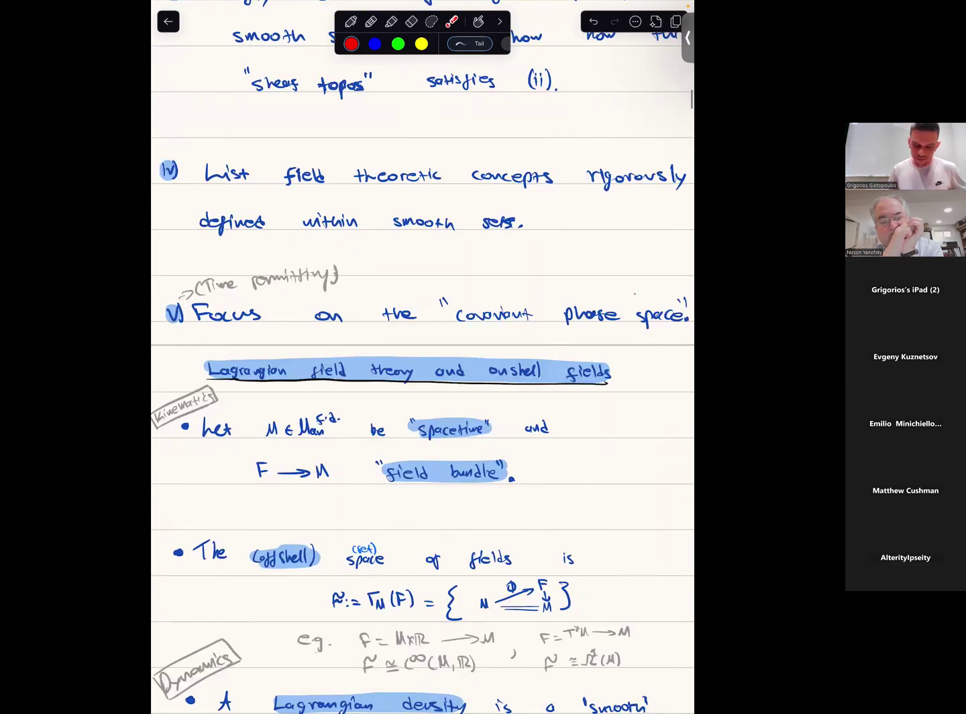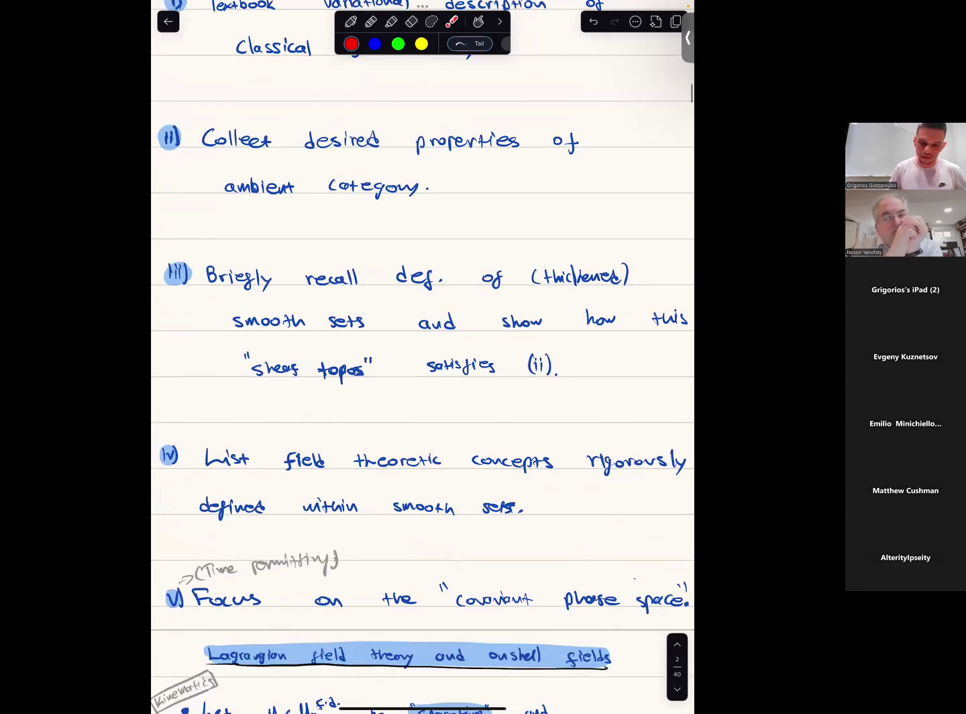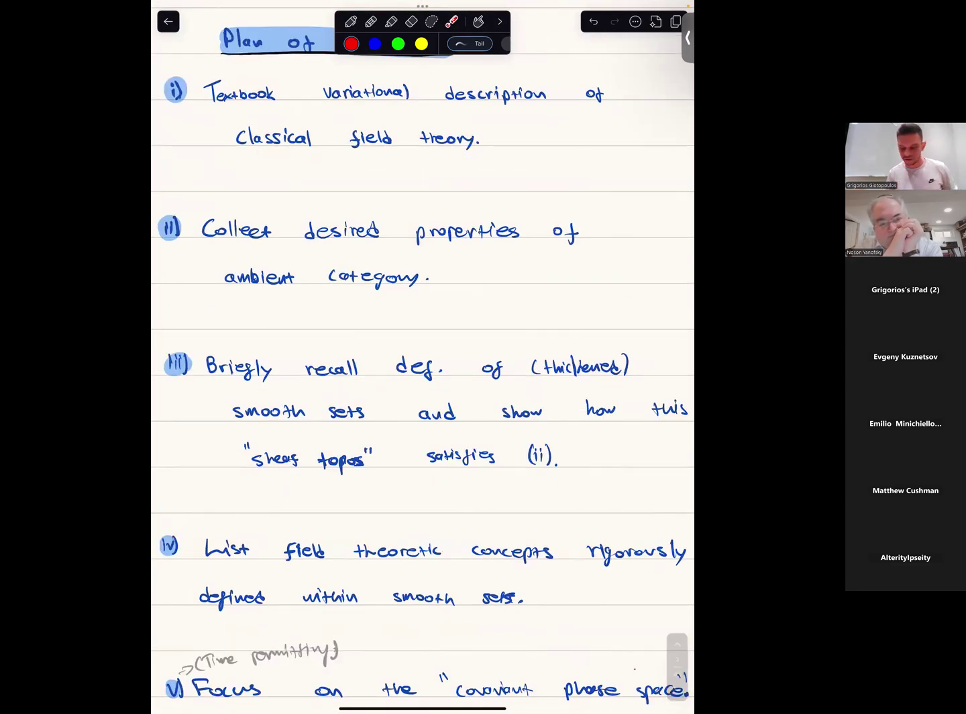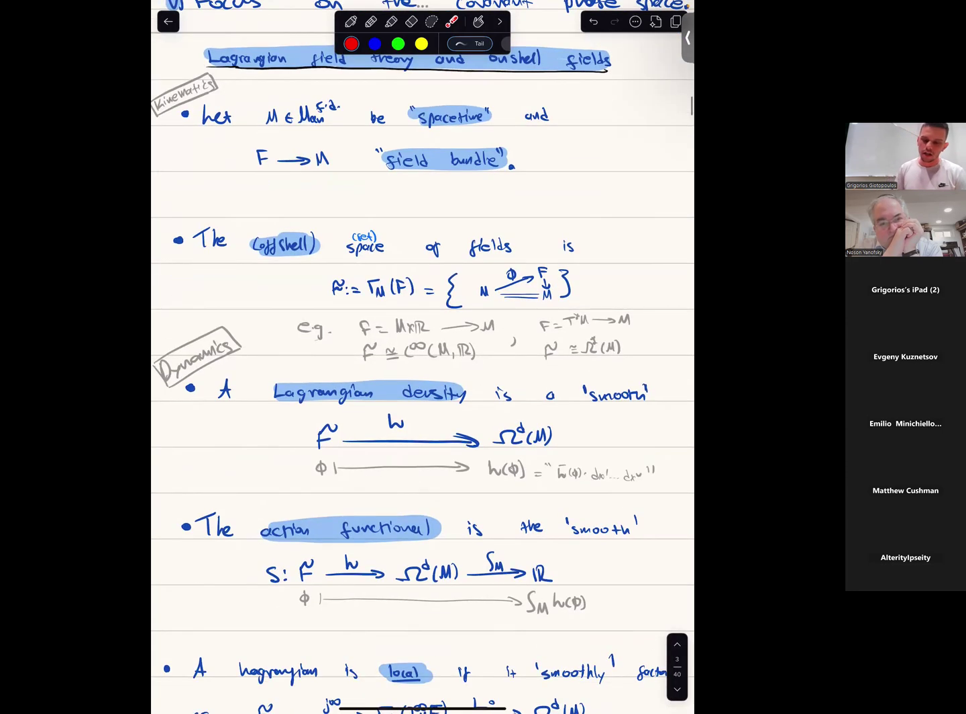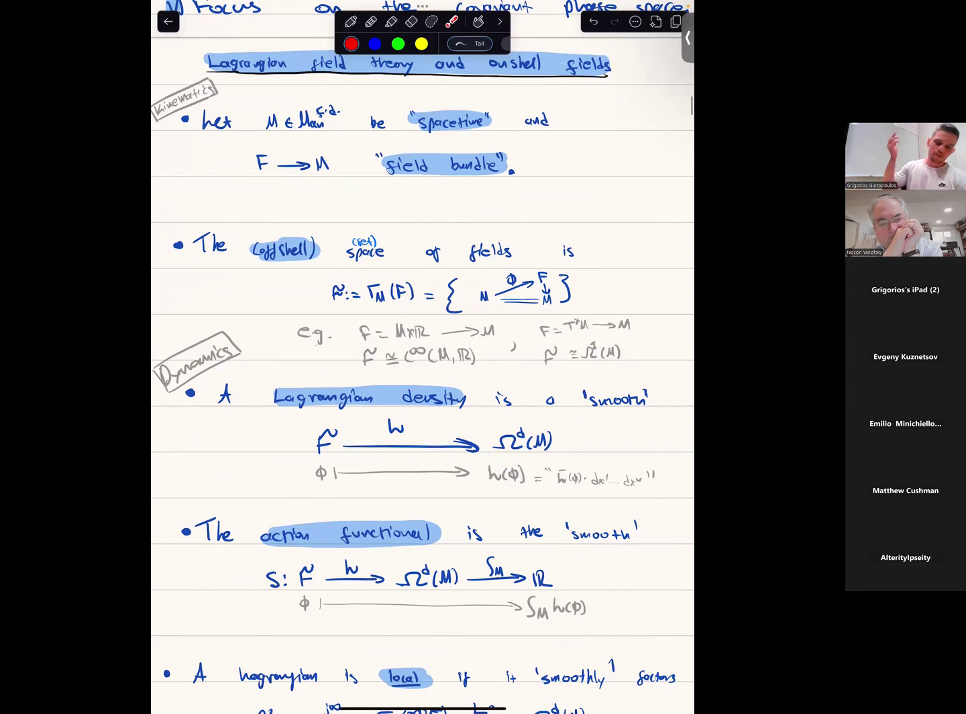Okay, so let me start with this part one, this textbook variational description of classical field theory. This is stuff people probably have seen before, at least once. So let's see. How does one define a classical field theory? What does one study at first glance? So you start with the kinematics, what we call the kinematics of the theory. So you fix some background space-time manifold, finite dimensional manifold, maybe with orientation and so on. Let's not worry about it.